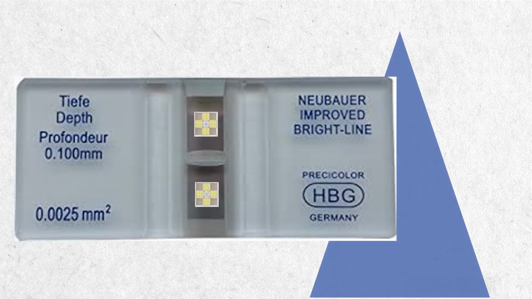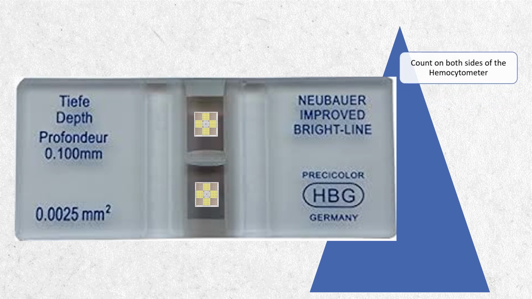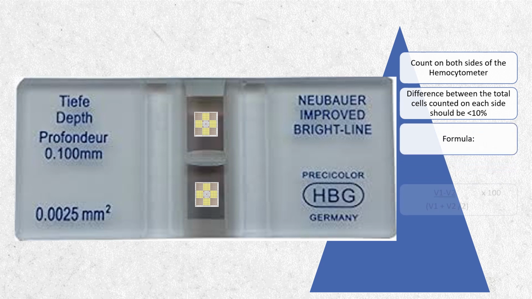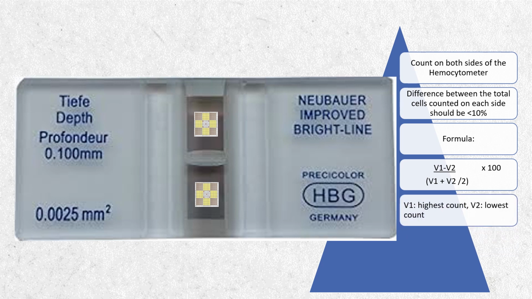White blood cells on both sides of the hemocytometer should be counted. And as part of quality control, the difference between the cells counted on each side should be computed. The formula for this is V1 minus V2 divided by V1 plus V2 over 2, multiplied by 100. The difference should be less than 10%. V1 refers to the highest count and V2 refers to the lowest count. If the result is more than 10%, then the procedure should be repeated. Again, this quality control checks if there is even distribution among the cells.